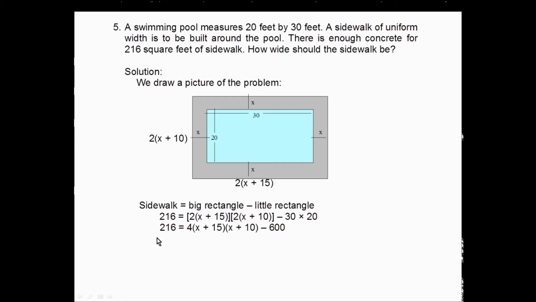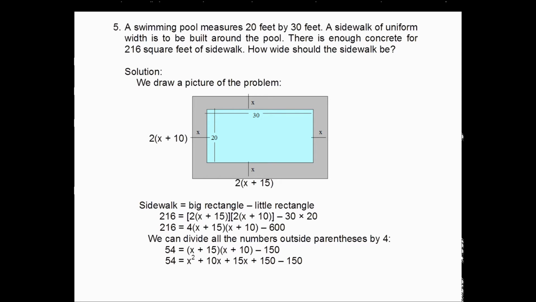So now I'm going to divide all of the numbers outside parentheses by 4, because this is kind of a big number to work with. So divide all numbers outside parentheses by 4. It gives me 54 is equal to x plus 15 times x plus 10 minus 150. Now do FOIL. FOIL out x plus 15, x plus 10. 54 stays the same and minus 150 stays the same.